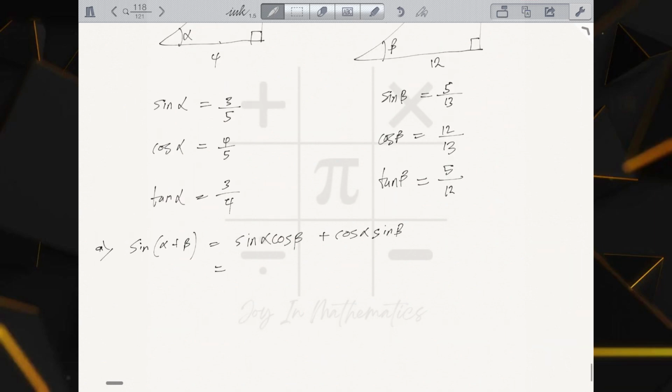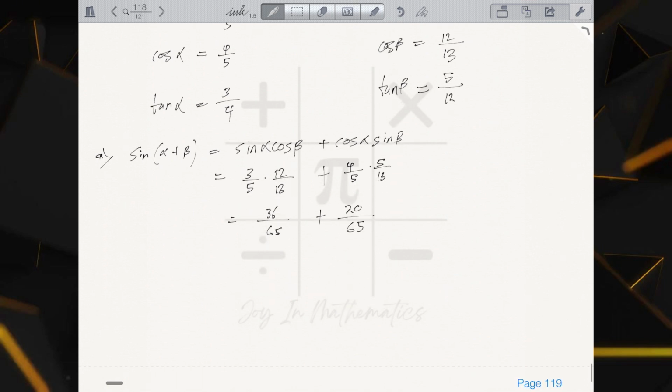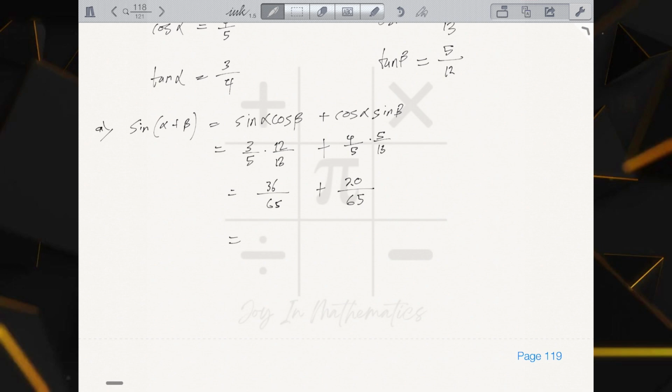Now, what is our sine alpha? Sine alpha is 3 over 5. Cos beta is 12 over 13. Cos alpha is 4 over 5. Sine beta is 5 over 13. So if you simplify this together, we will have 36 divided by 65, and we will have 20 divided by 65. Taking the LCM of both sides and simplifying it together, we will have that sine(alpha + beta) is equal to 56 divided by 65.